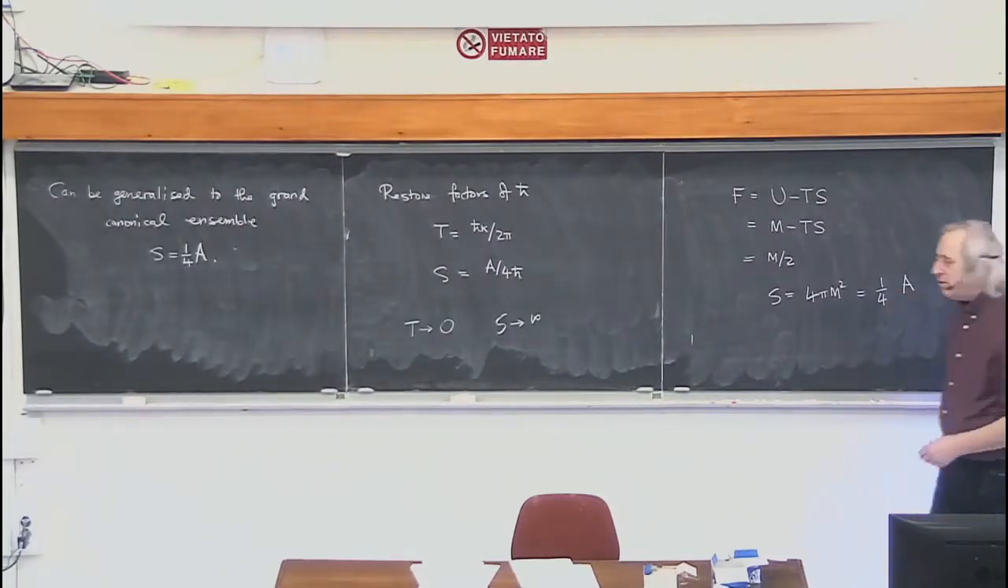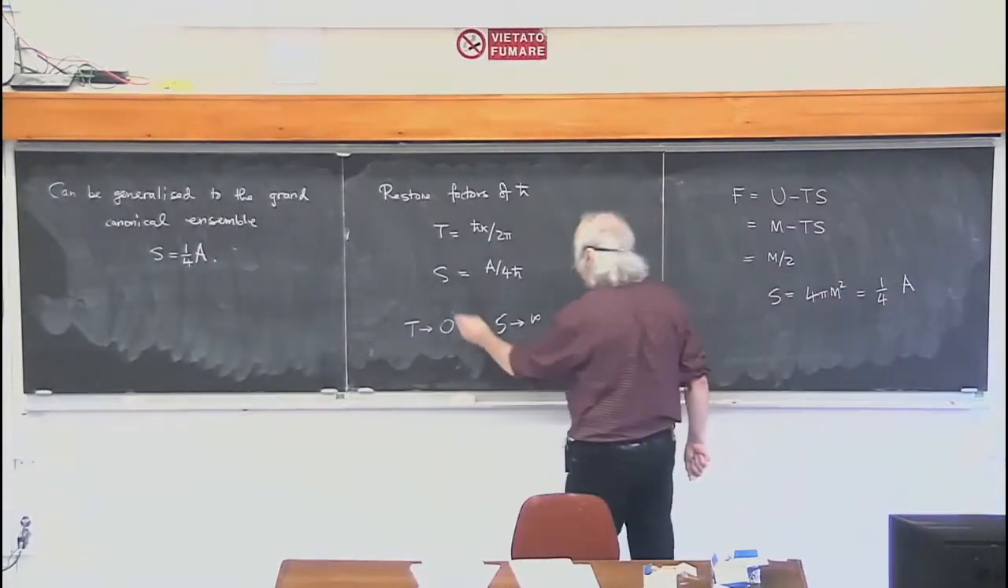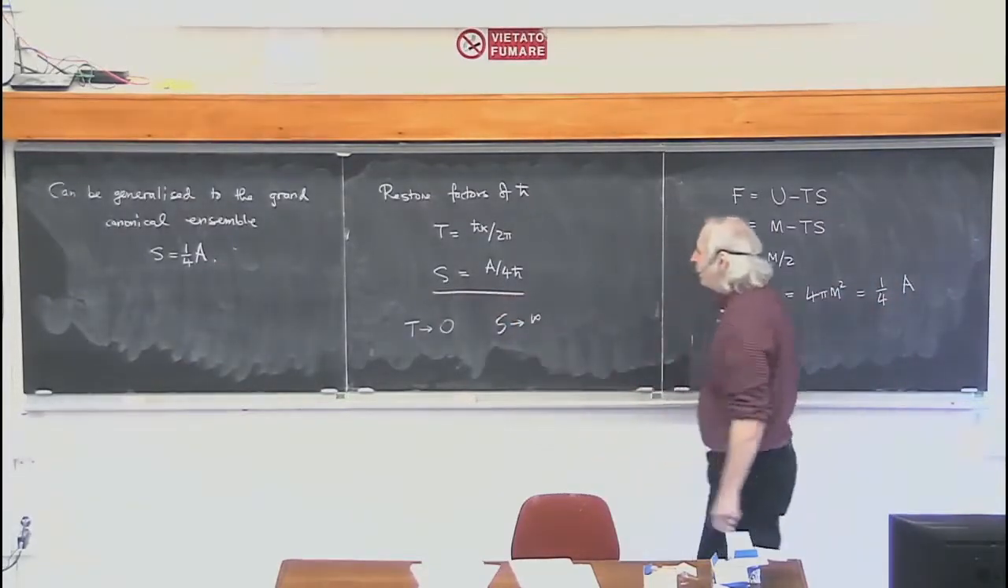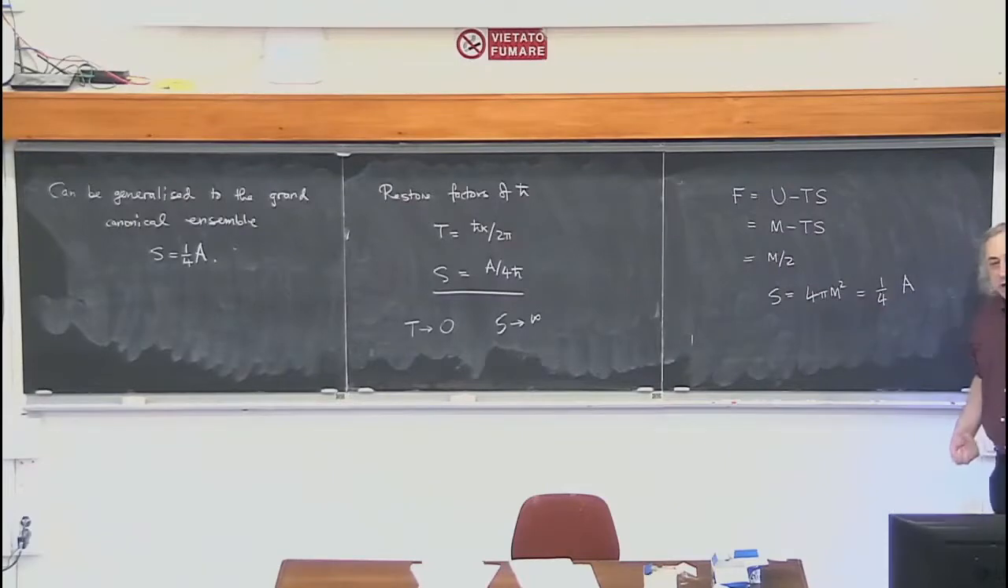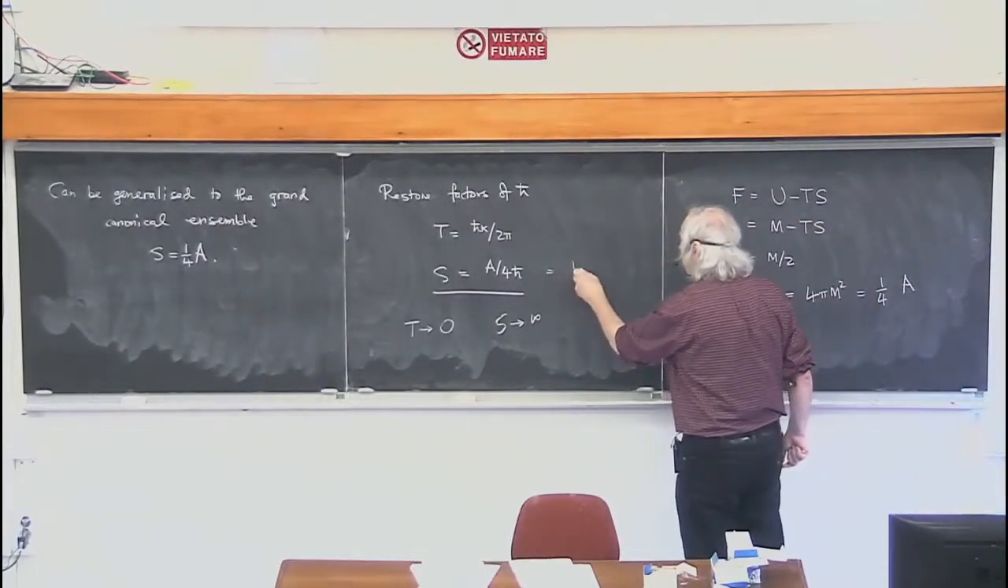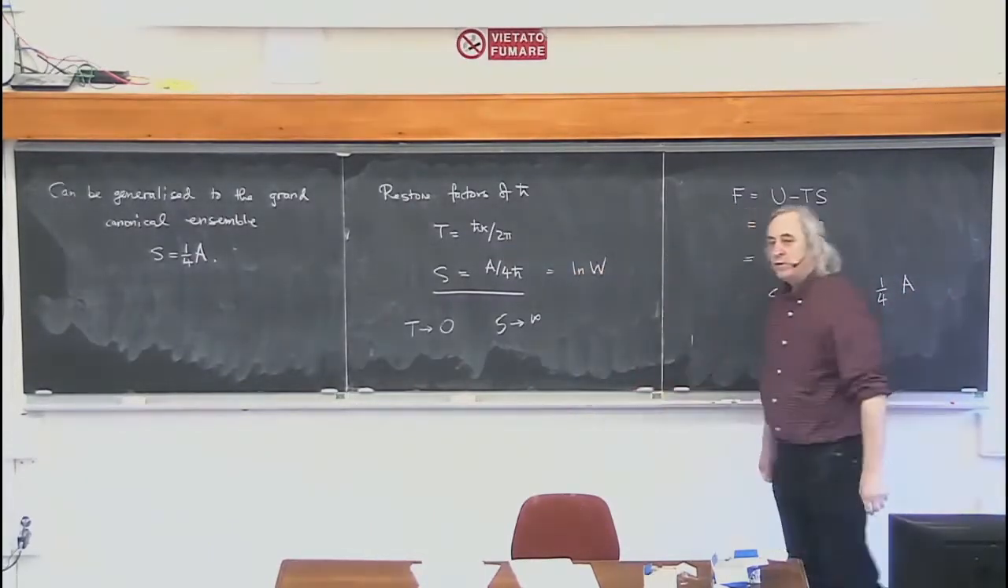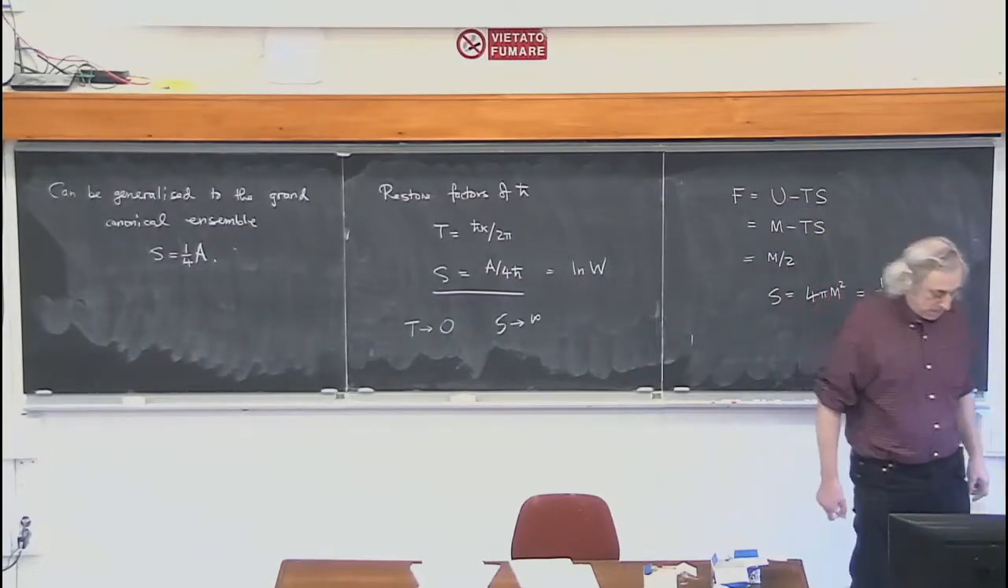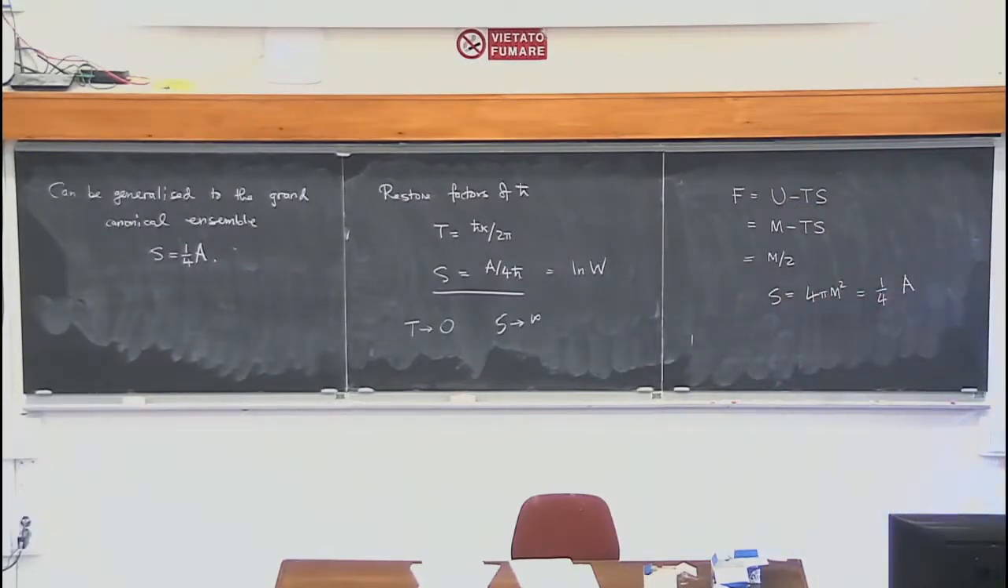Nevertheless, if h bar is not equal to 0, you are faced with the problem of understanding what this A over 4 h bar really is. Boltzmann told you that this is supposed to be the logarithm of the number of ways in which you could have produced this state, and we simply don't know how to calculate W.